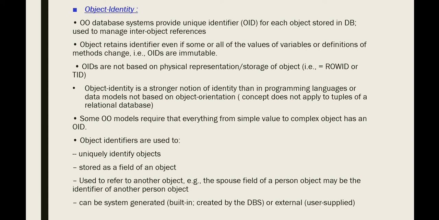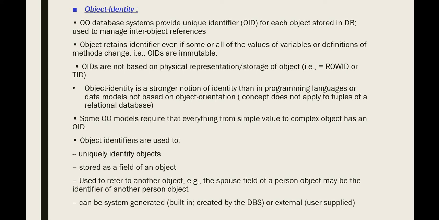Object retains identifier even if some or all of the values of variables or definitions of methods change. Right? Even if the value of an object changes, let's say the value of a certain attribute changes, or there are additions of values of variables or definitions of methods are changed, the object will retain its object identifier, and hence the object identifiers are immutable. By immutable we mean it is unable to be changed or to undergo changes.